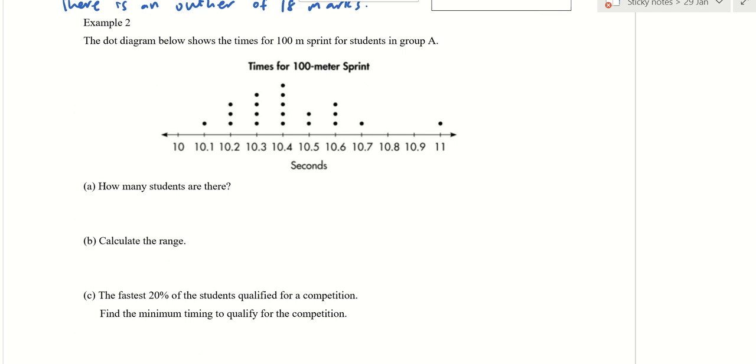How many students are there? So we have seen how we do this. Just count the number of dots. 1 plus 3, 4, count. Turns out we have 20 students.